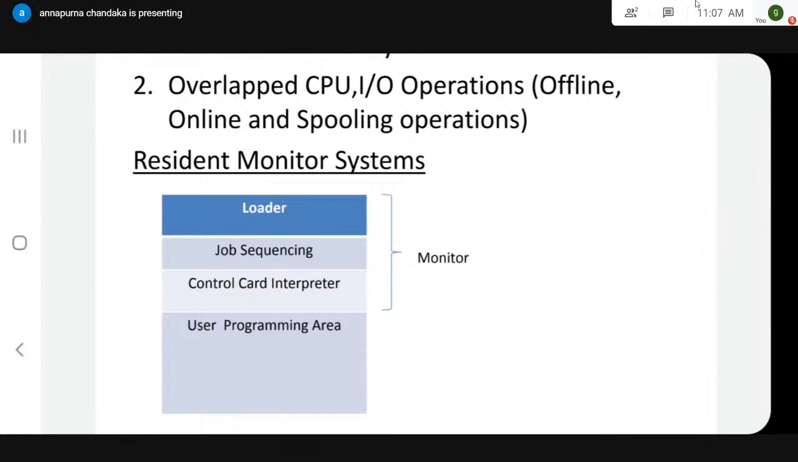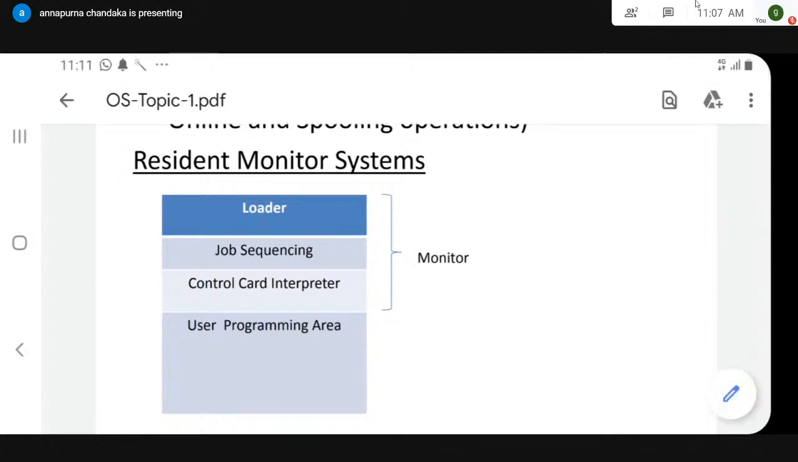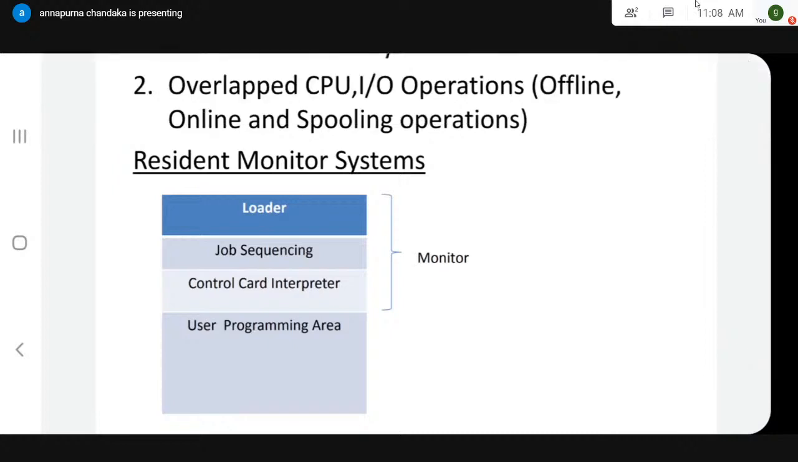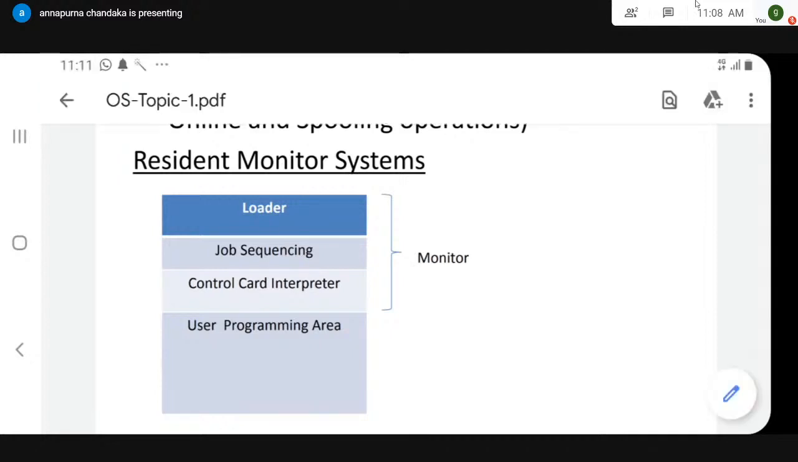Then another person came and said, okay, when you are unloading a program and loading a new program, at that particular time the CPU is again going to be sitting idle. The people are not satisfied. You have saved 6 steps of time, there is no problem, but when you unload an executed program and load a new program, the CPU is again sitting idle. How can you overcome this?